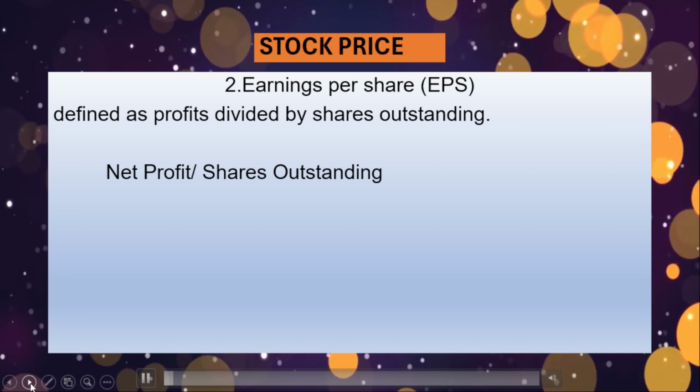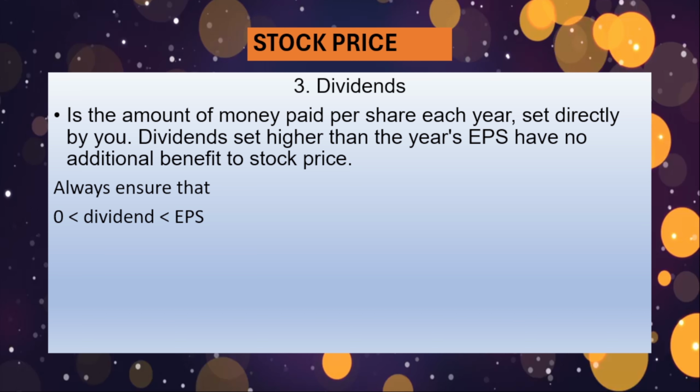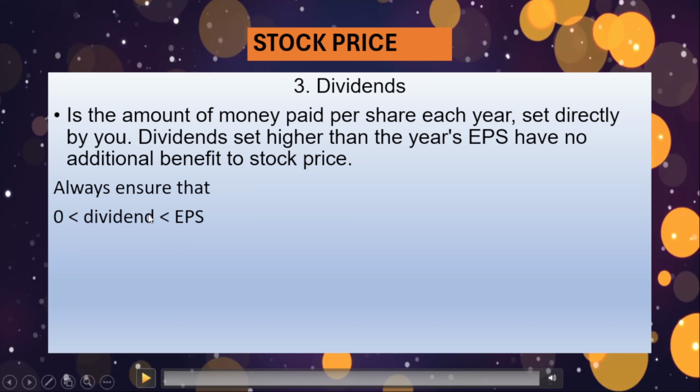Then next is the dividend. Dividend is the amount of money paid per share each year. It is set directly by you. You are the one who decides how much dividend you are going to issue in that particular year. Dividends set higher than the year's earnings per share have no additional benefit to stock price. So always ensure that your dividend is greater than 0 and less than earnings per share.